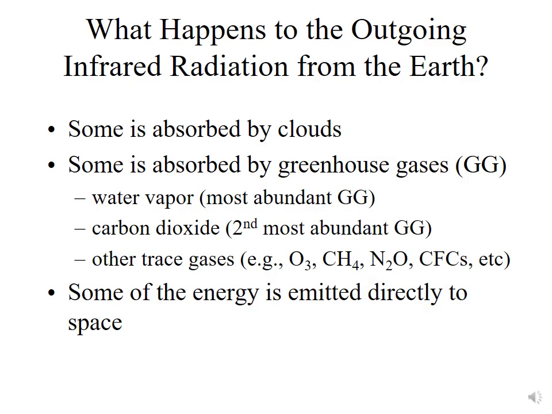So what happens to the outgoing infrared radiation from the Earth? Well, water is a good absorber of infrared radiation, regardless of whether it happens to be in the vapor phase or the liquid phase. And some of that outgoing infrared radiation is going to be absorbed by clouds. Some of it is going to be absorbed by greenhouse gases, with the dominant greenhouse gases being water vapor, which is by far the most abundant greenhouse gas, followed by carbon dioxide, which is the second most abundant greenhouse gas.